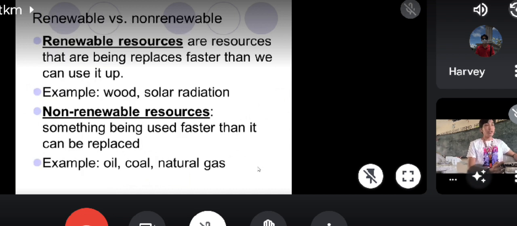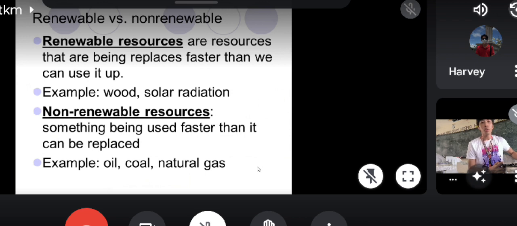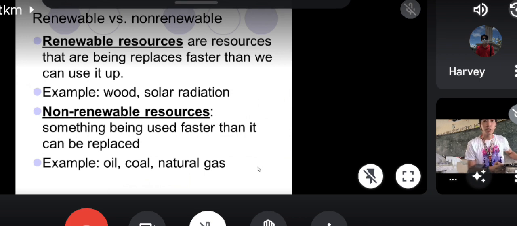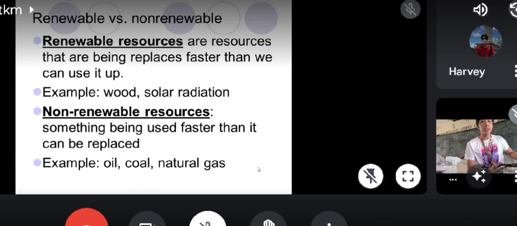Renewable versus non-renewable. Renewable resources are resources that are replaced faster than we can use them up, for example wood and solar radiation. Second, non-renewable resources are being used faster than they can be replaced, for example oil, coal, and natural gas.